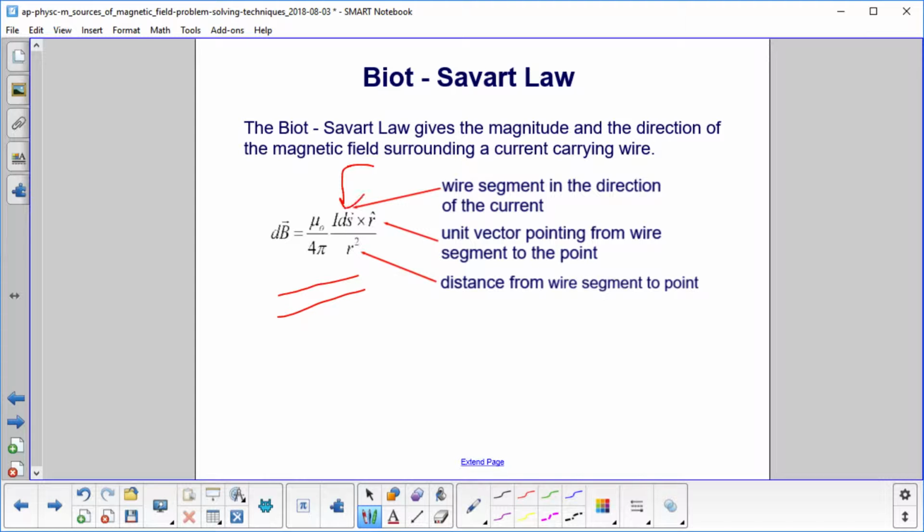This ds is a wire segment in the direction of the current, a real tiny wire segment, that's why it's a differential. R hat is the unit vector that points from the wire segment to the point where you would like to find the magnetic field. And then r squared in the bottom, that's the distance from the wire segment to the point.